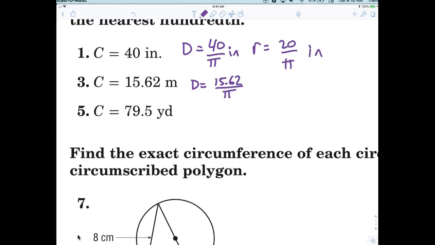15.62 divided by pi, and so the radius would be 7 point what? Divided by pi. All right. And these are measured in meters. All right. Is that okay with that?